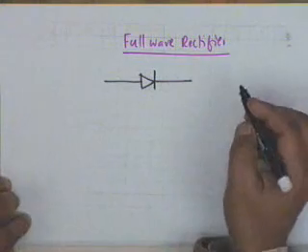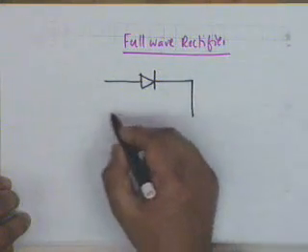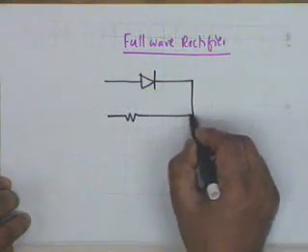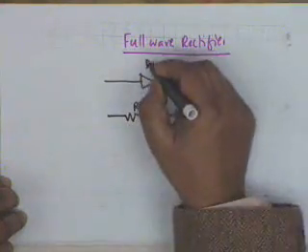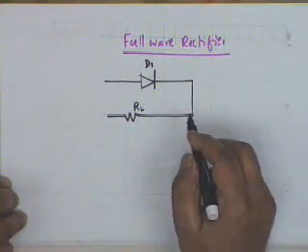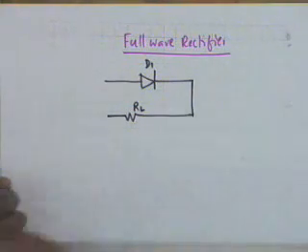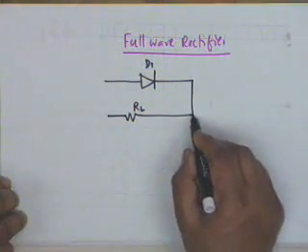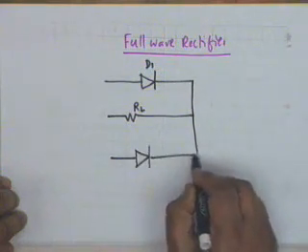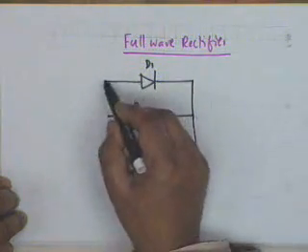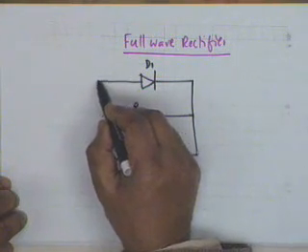We have the load here, and this is one of the diodes, call this D1, and the other diode is here. Alright, the circuit is like this.